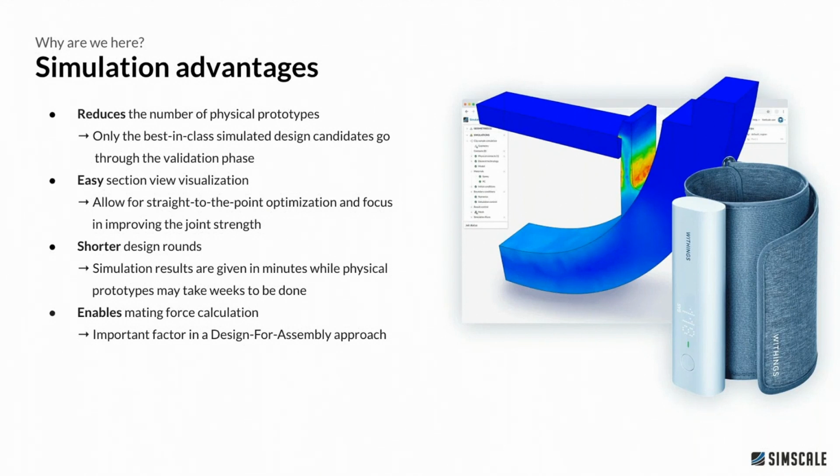As a result, we have much shorter design rounds. That's the focus of this presentation. So we could do more intelligent prototypes and quicker prototyping with SimScale by doing section views and mating force calculations and enabling a better results visualization. And there's also a point which is a big advantage, is that it enables the mating force calculation. This is very important for a DFA, so a design for assembly approach.